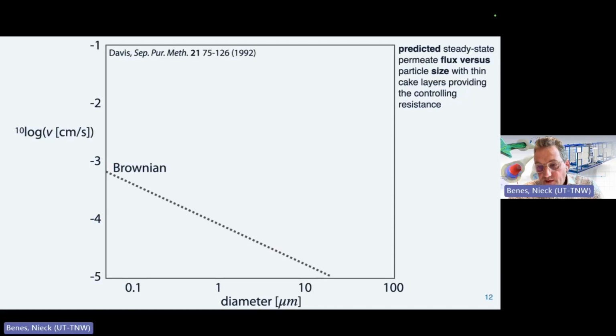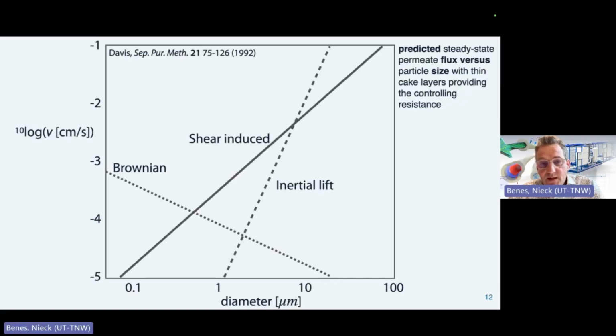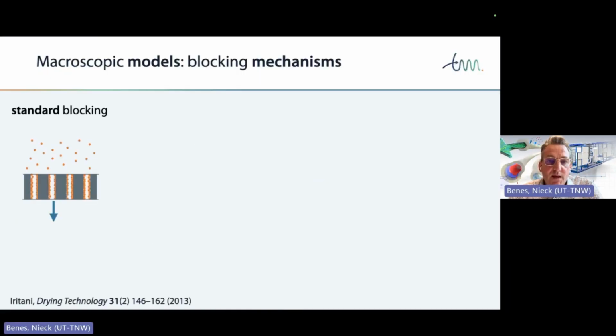If you go to inertial lift, then you see that there's an increase, but you need substantial enough particle size before this effect starts to kick in. And then the third mechanism, the shear induced, that's a less steep increase with particle diameter, but it starts at smaller particle sizes. So depending on the particle size that you have, one, maybe two, or all three of these processes might be relevant for the transport back from the membrane surface towards the bulk of the membrane. Now, that would be the case for a cake layer that's on top of the membrane.